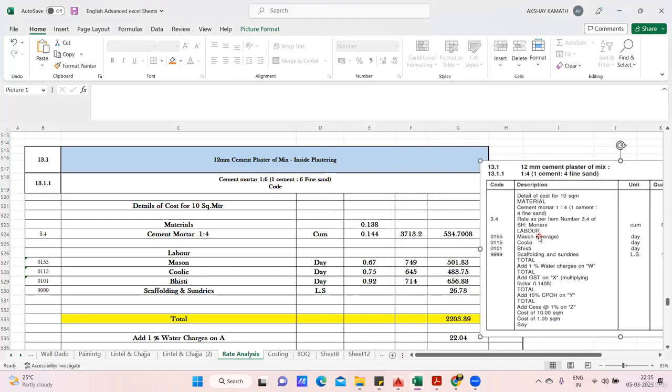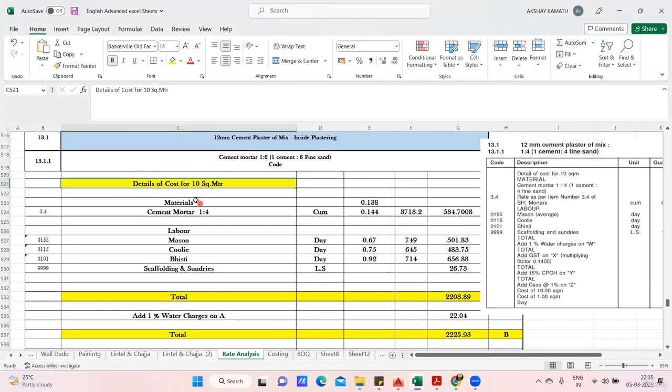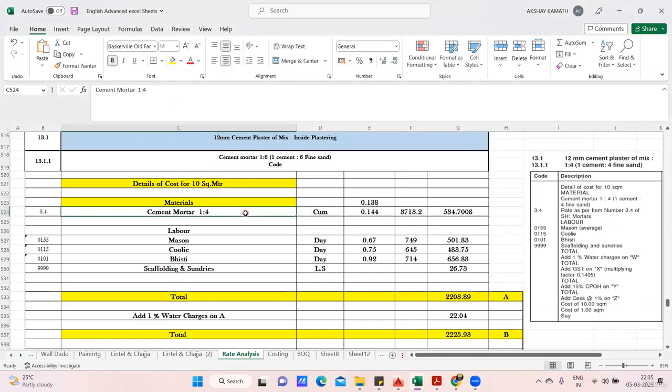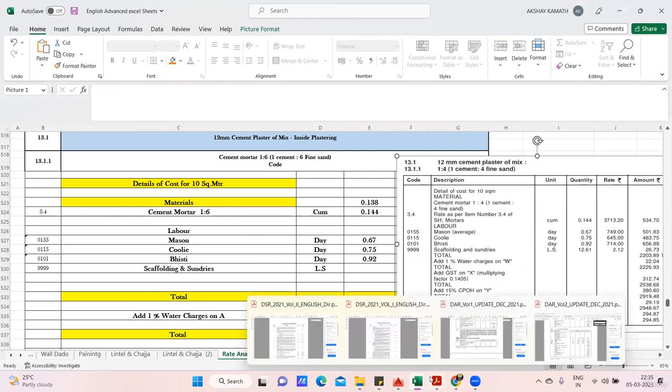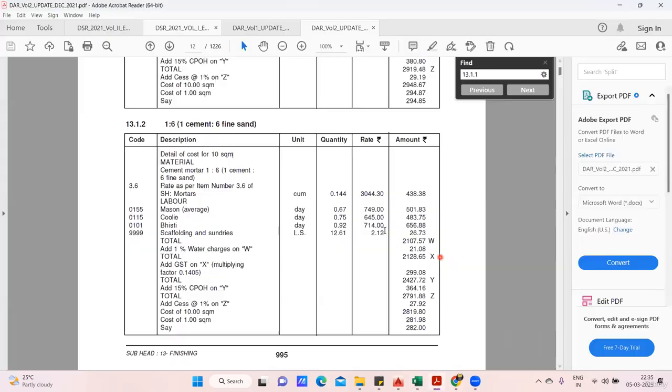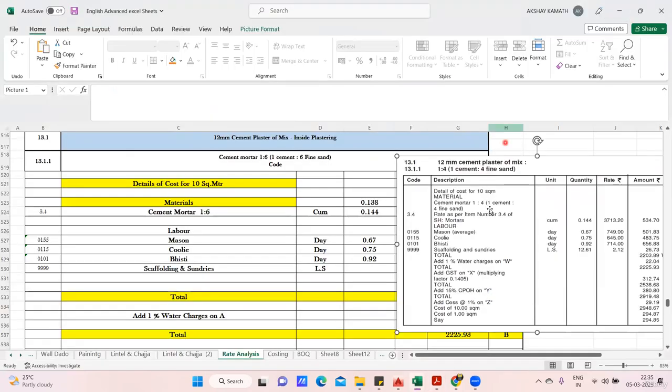Got it? Fine. Now we'll start again. First, I'll start with a 10 square meter area. In the material part, first I require a cement mortar, which is 1:4. Sorry, this has to be 1:6, no? Let me check. Yes, this is 1:6. No problem.